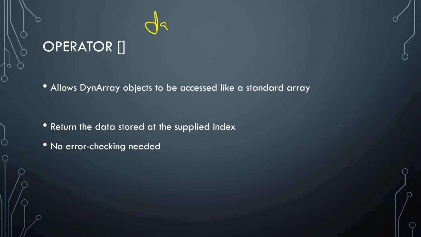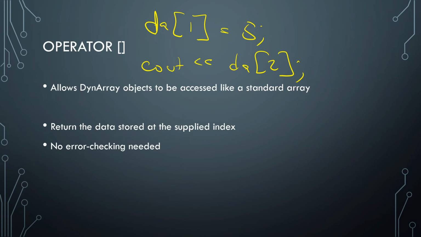So if we have an object called DA, for DynArray, then we could assign a value to it. Let's say that we're dealing with integers. Or we could print out a value with a different version of that operator.